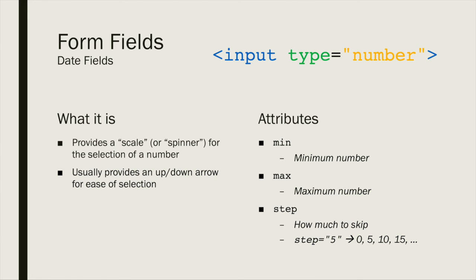Next are number fields. Number fields allow you to provide a scale or a spinner for the selection of a number. This usually provides an up and down arrow for the ease of selection and can be navigated using the up and down keyboard arrows. A few attributes are min and max, so you can set the minimum and maximum numbers, and step, basically how much to skip. For example, if you say step equals 5, then once you go up or down, it'll say 0, 5, 10, 15, etc.